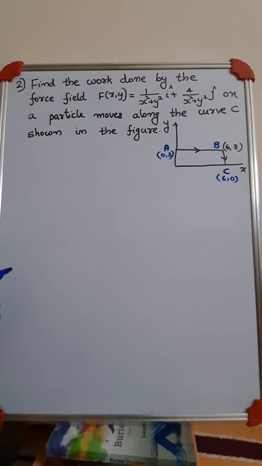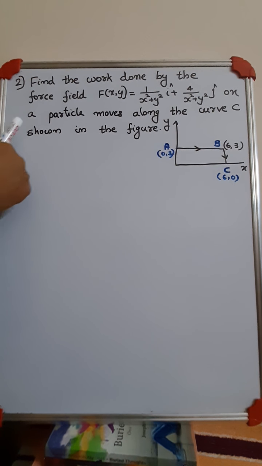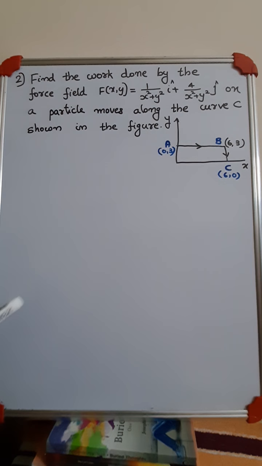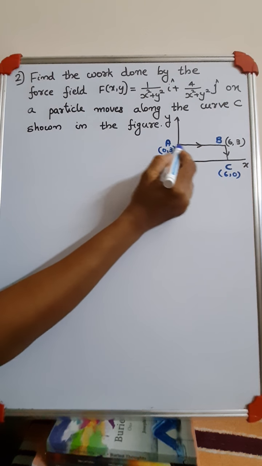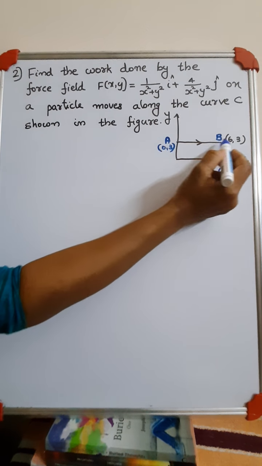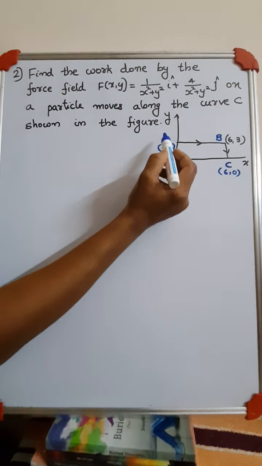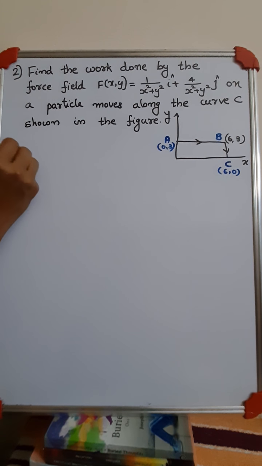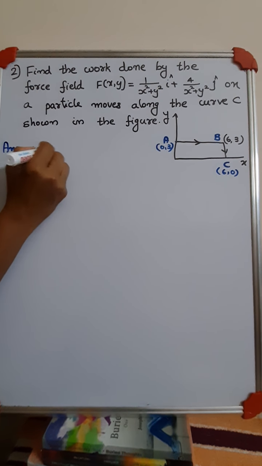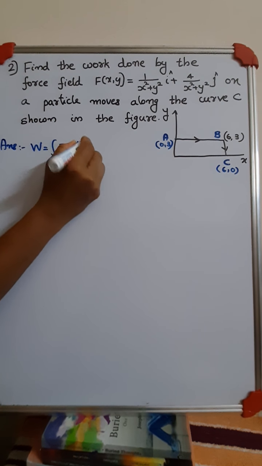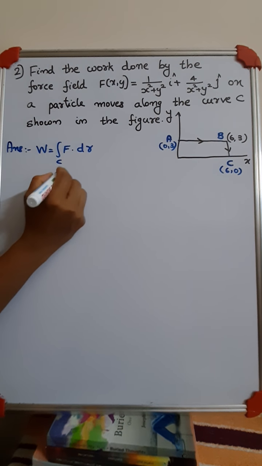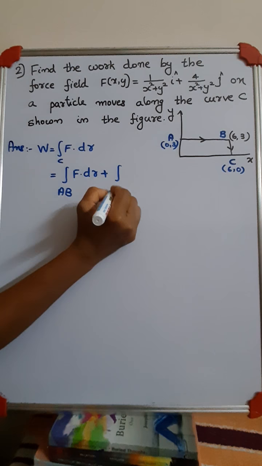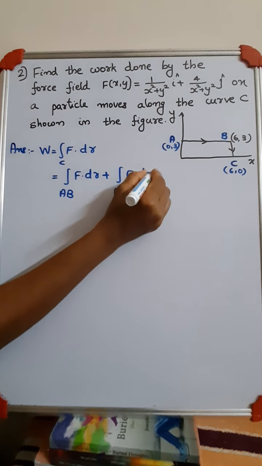Now we have to find the work done by the force field while moving the particle from A to C. That means the path is AB and then BC. We cannot find the total work done from A to C directly. We have to divide the total curve into two parts: the work done along AB and the work done along BC. So we can write the work done as the integral over C of F dot dr, that means the integral over A to B of F dot dr plus the integral over B to C of F dot dr.